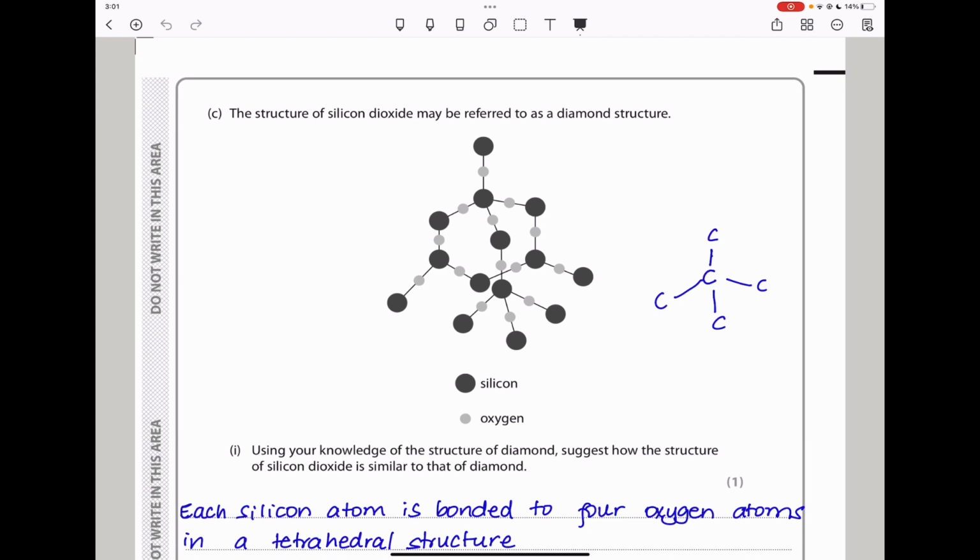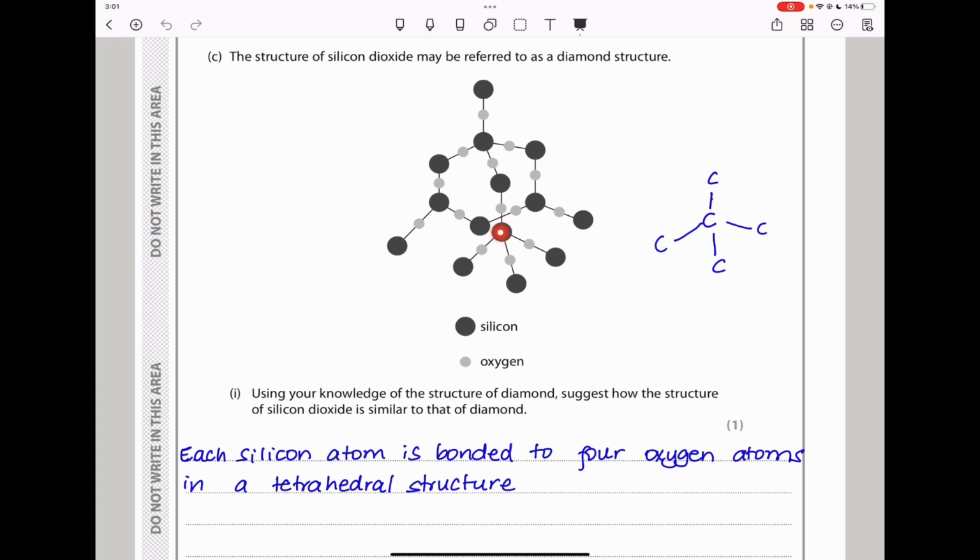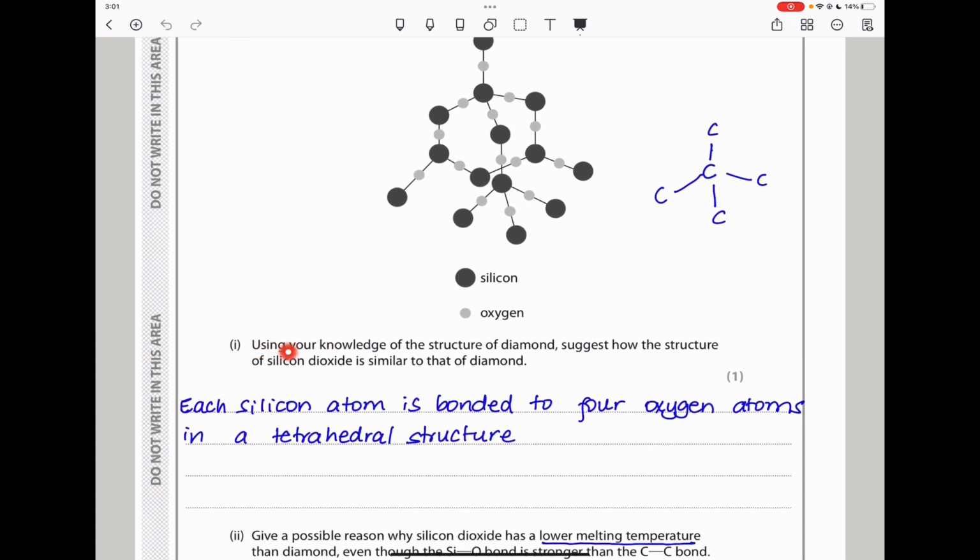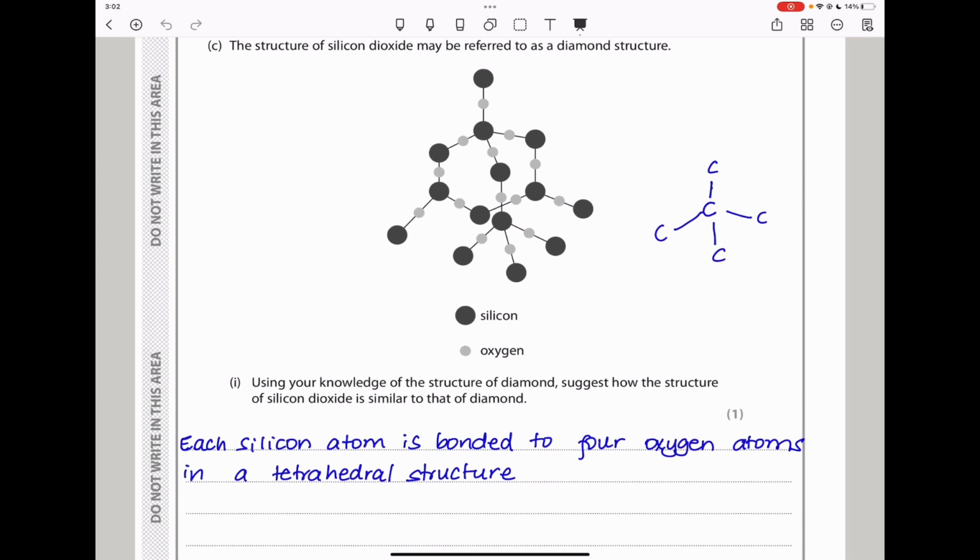Here they say the structure of silicon dioxide may be referred to as a diamond structure. So they've given us the silicon atoms and we can see the oxygen atoms around them. They say using your knowledge of the structure of diamond, suggest how the structure of silicon dioxide is similar to that of diamond. In diamond, we have this tetrahedral shape, whereby the carbon atom at the center is surrounded by 4 other carbon atoms, creating a tetrahedral shape. And we can observe the same shape here.